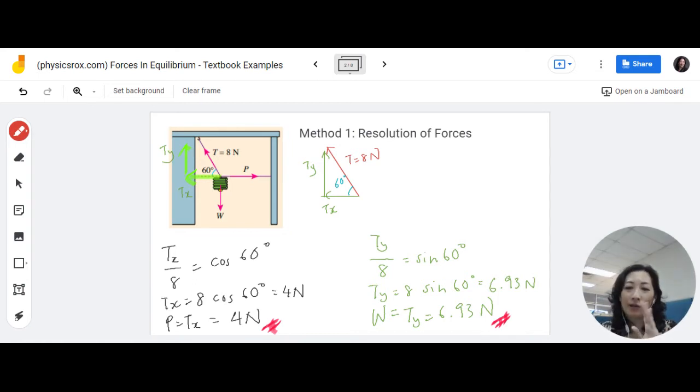Okay. In case you're wondering why I keep looking here, that's because the screen where I'm scribbling on is actually over here. That's why my eyes keep going there.